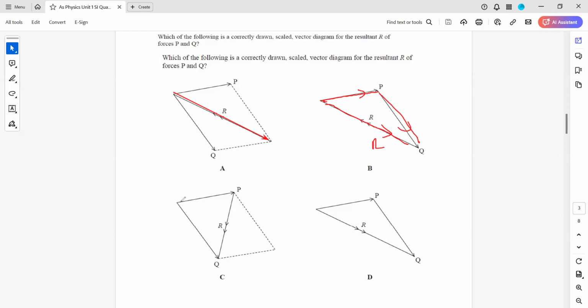Here, what is the mistake? The resultant is a diagonal of the two vectors, starting from the starting points of the two vectors, but here it is starting from the other side, so that's why it is not correct. So we are left with option D.